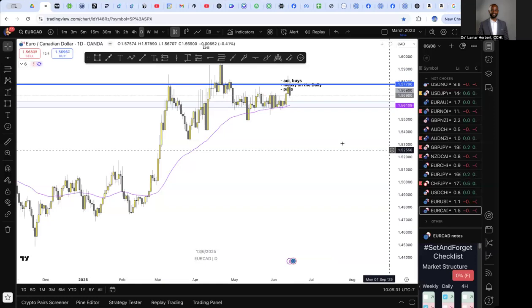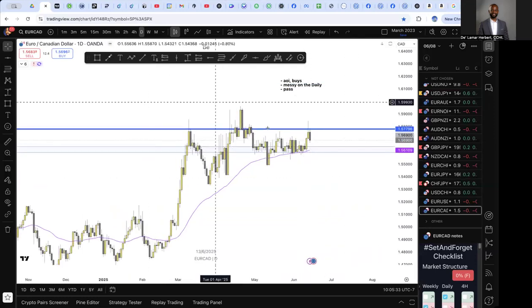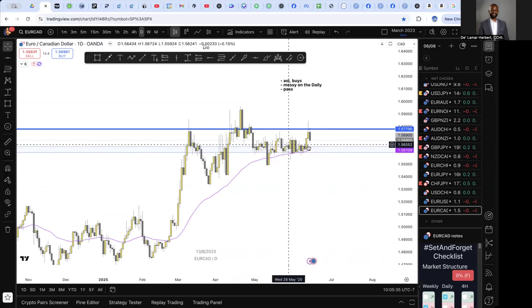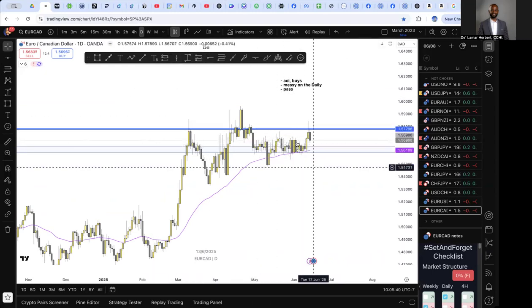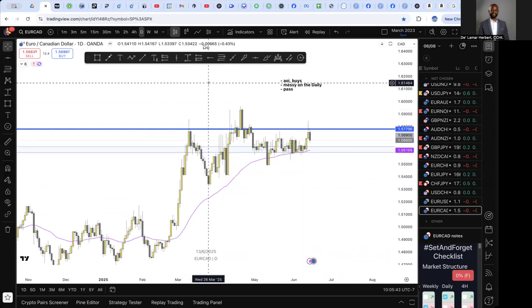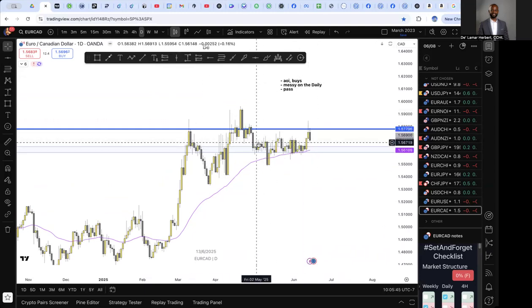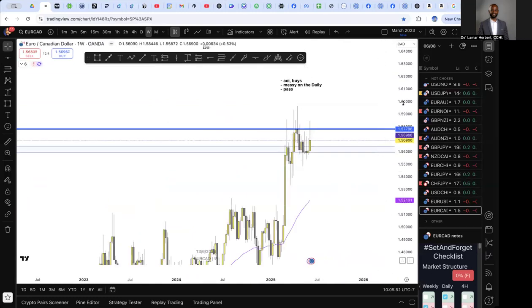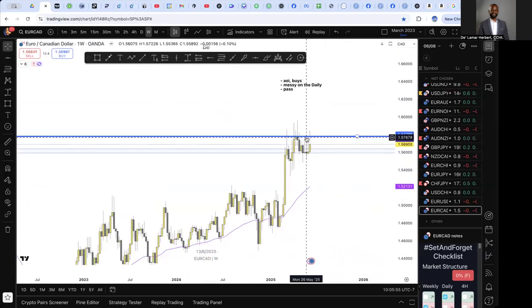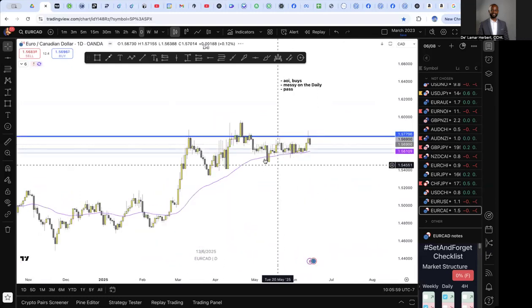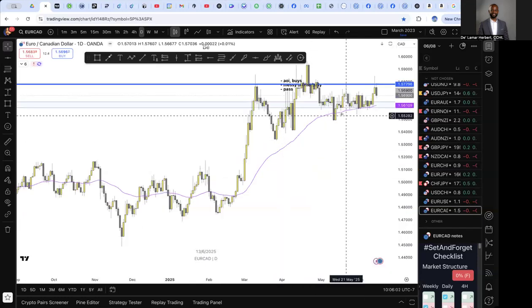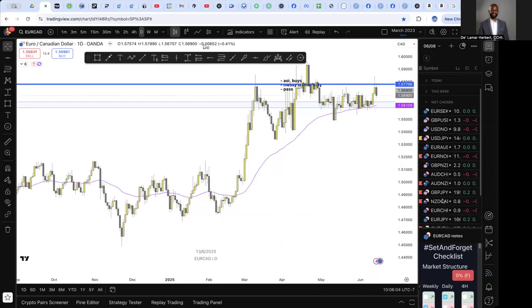Euro CAD, messy on the daily, as you can see, doing this messy action. So I don't want to get in while it's messy like this. I want to see a higher high. I want to see it go a lower low from here. It's been kind of going sideways since last month, but still, if we look on the weekly, yeah, we're close to the take profit too, but I just don't like the way this looks. This looks kind of consolidative, so I'm passing on that.